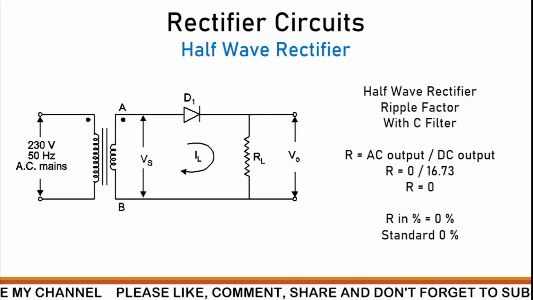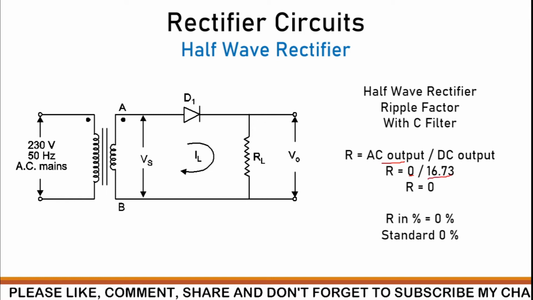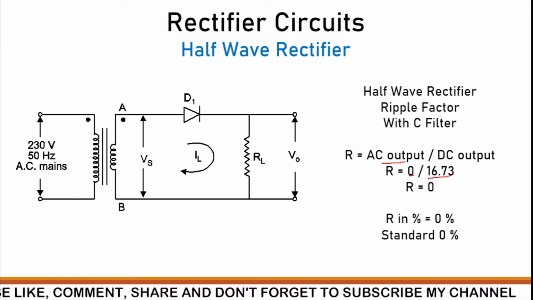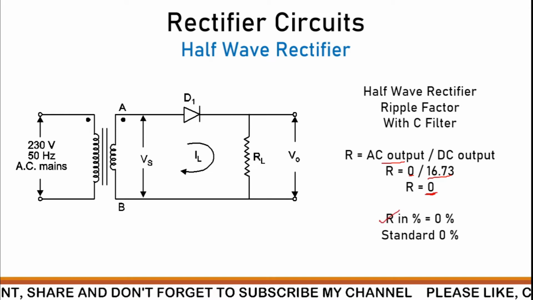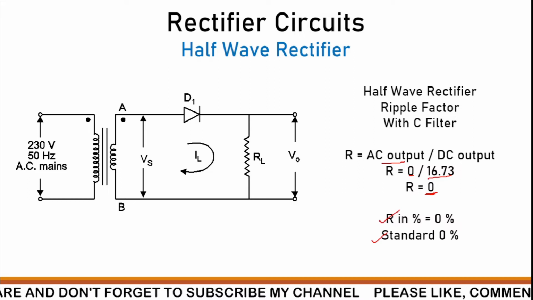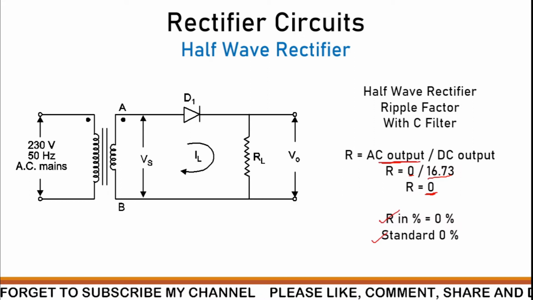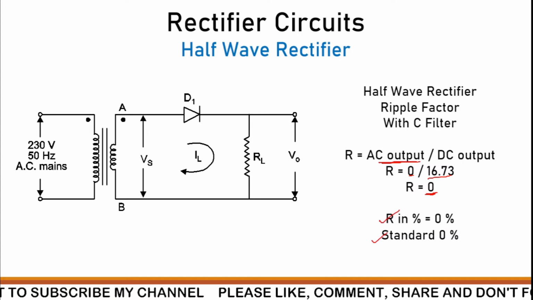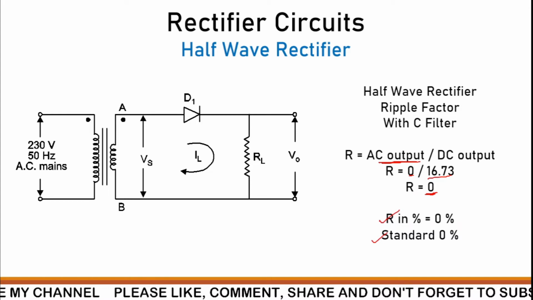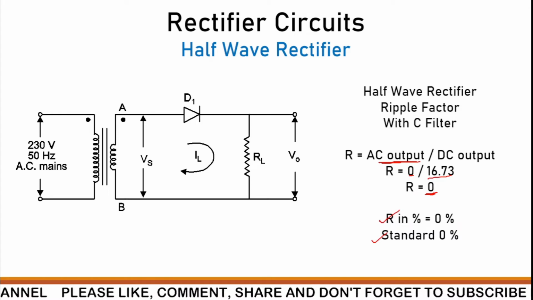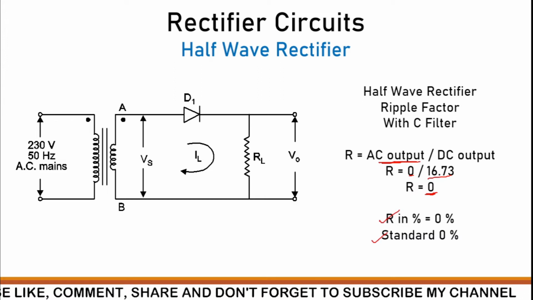With the C filter, the AC output is actually 0 and the DC output is 16.73. If we calculate, the ripple factor is actually 0. In percentage it is 0, and the standard is also 0. So with C, we are not having any AC component at the output of the rectifier. With the C filter, the half wave rectifier is rectifying the AC signal into a perfect DC signal.